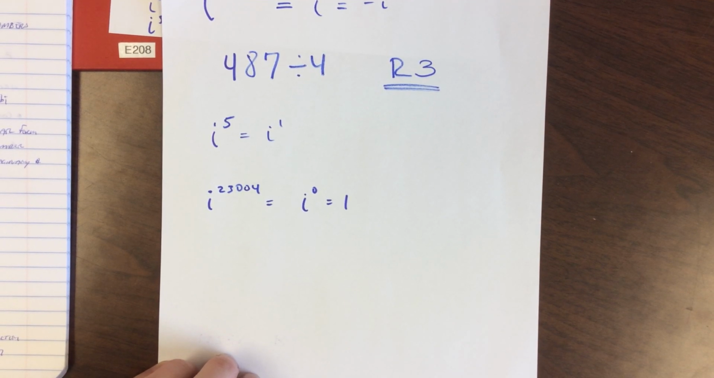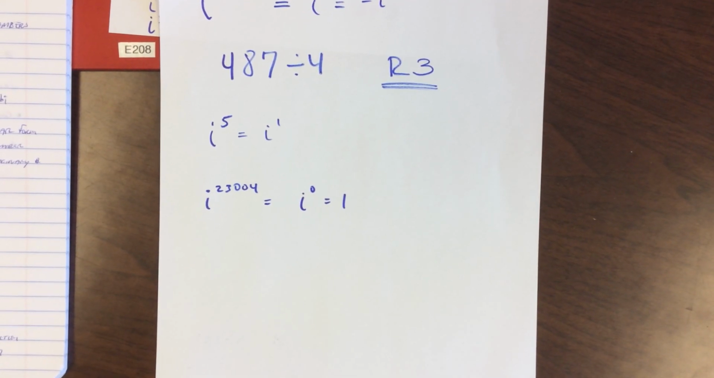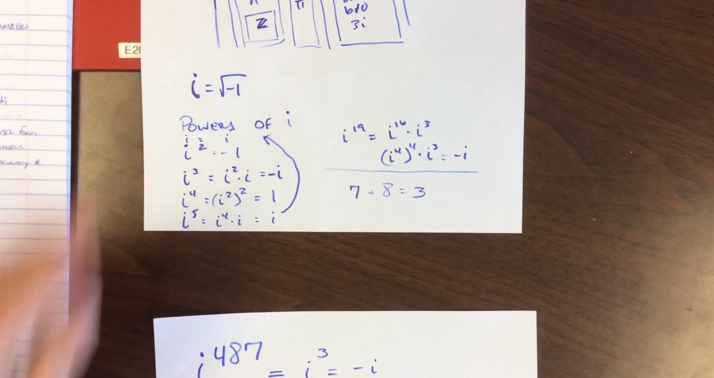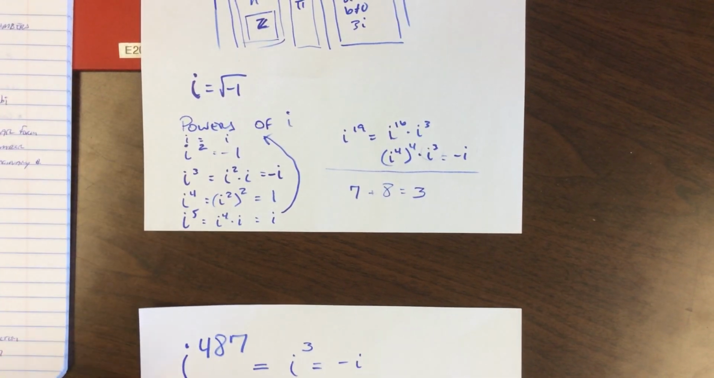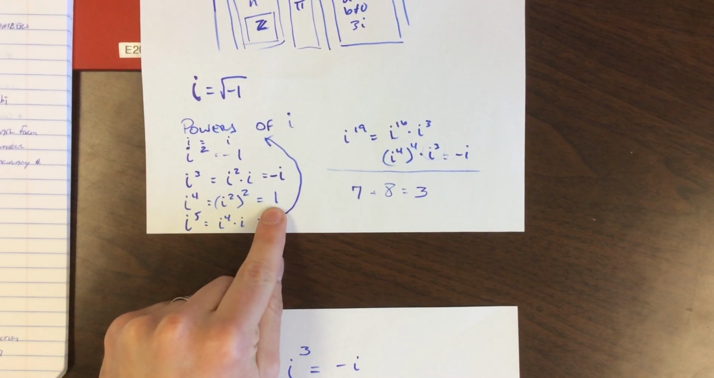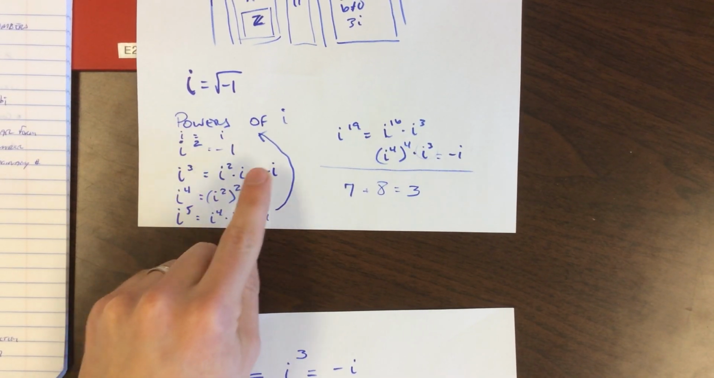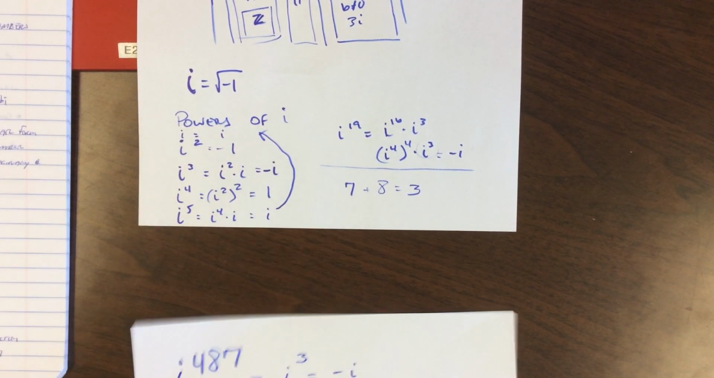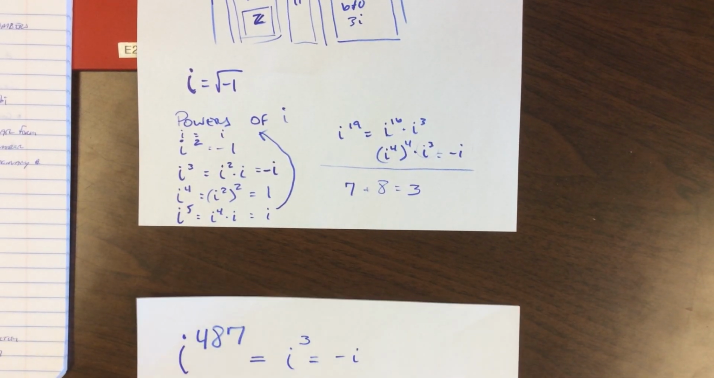All right, so we've got that cycle. It's a 4-element cycle. i, negative 1, negative i, 1. i, negative 1, negative i, 1. The middle 2 are negative. So just remember that so you can go through powers.